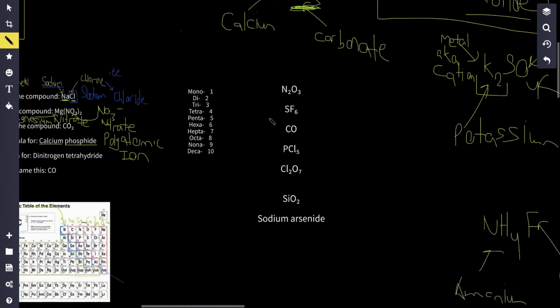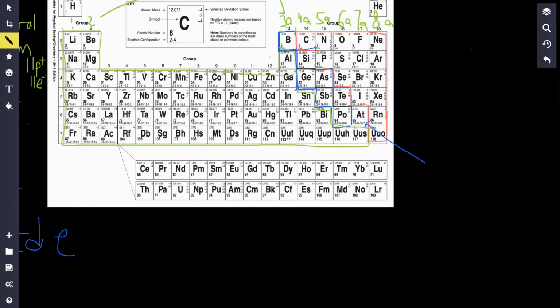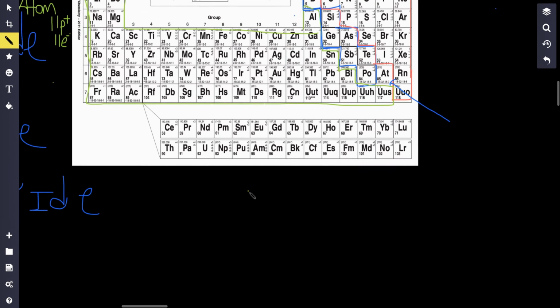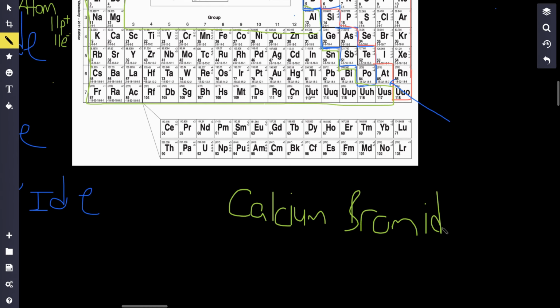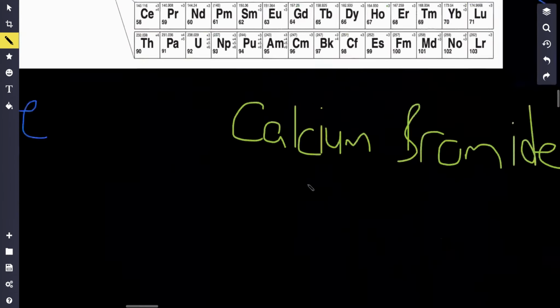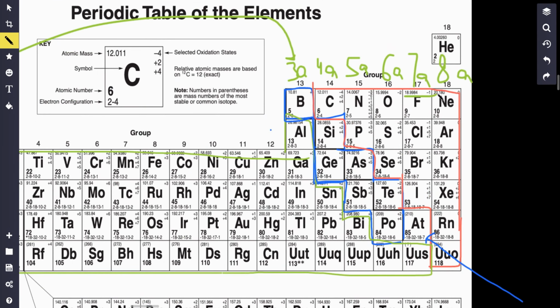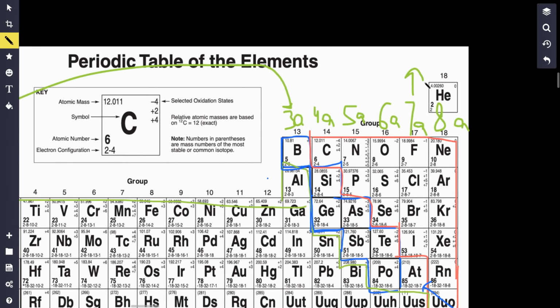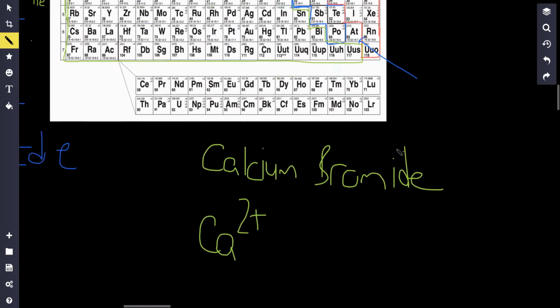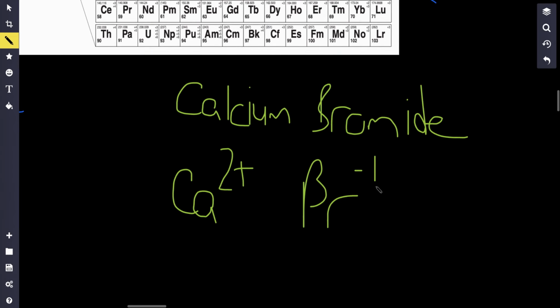Let me do another example to demonstrate this. So let's say we have calcium bromide. Calcium wants to form a +2 charge. And bromine is in group 7A, aka it has 7 valence electrons. So in order to get 8 valence electrons, how can I make 7 into 8? I have to add 1 electron. In order for me to get from 7 valence electrons to 8 valence electrons, I have to add 1 valence electron. Hence why bromine likes to have a -1 charge. Bromine wants to form a -1 charge. It wants to gain an electron.